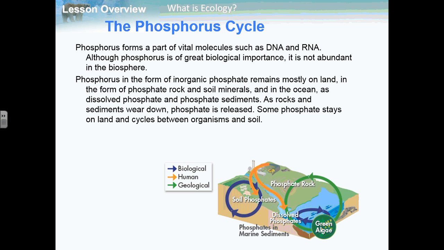The phosphorus cycle is another example of cycling within an ecosystem. Phosphorus, if you remember, is part of nucleic acids, so a primary component of DNA and RNA. It's not a very abundant element, however, and therefore can be kind of a limiting factor within an environment. So in general, the phosphorus usually exists in an inorganic form, which remains mostly on the land. And we would find that in the form of phosphates in rocks or soil minerals. And then as those rocks or minerals get worn down, phosphate is released, and some phosphate then stays on land and can enter the food chain that way.